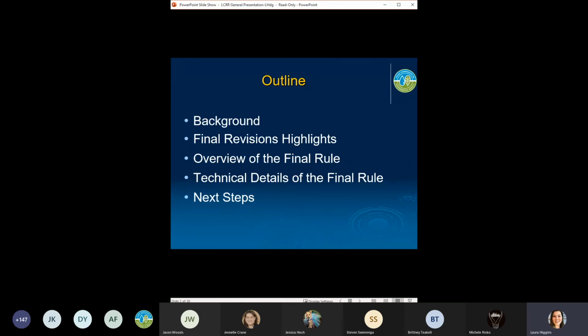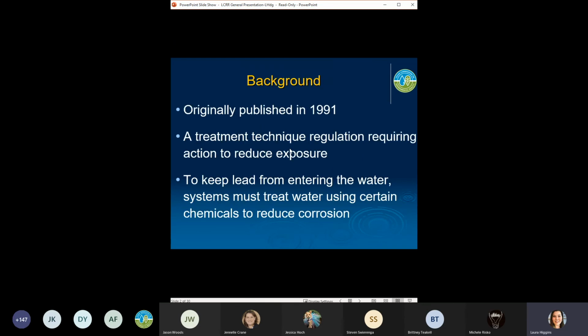All right, so what I'd like to do is give a brief background on the lead and copper rule and then discuss some highlights of the final revision. And then go into some of the details within the final rule. And then finally, we can talk about some of the next steps to take.